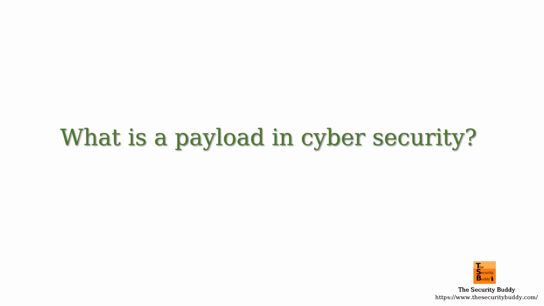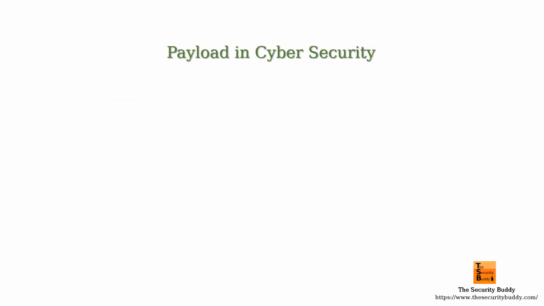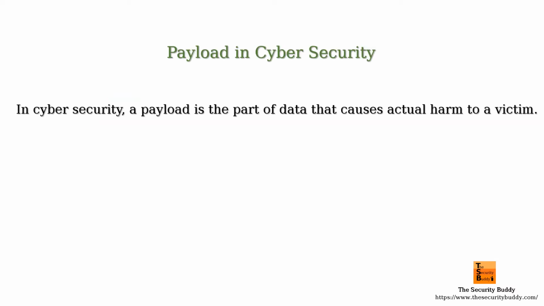In computer networking, when some data is transmitted from source to destination, the transmitted data contains a header and a payload. The payload is the actual data that is transmitted and it is encapsulated in some frame format. In cybersecurity, a payload is the part of data that causes actual harm to a victim.